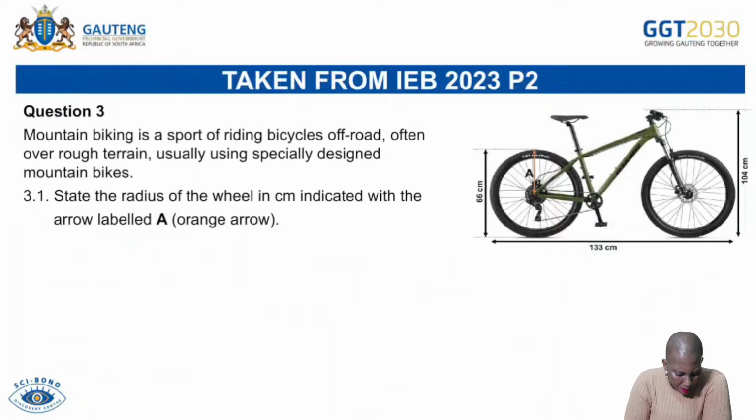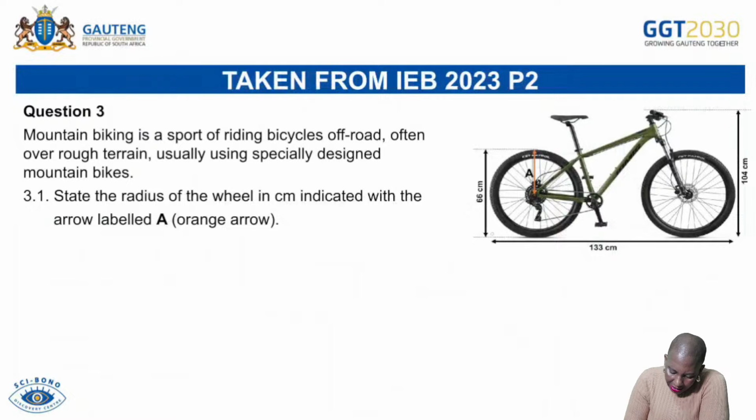The next question says, mountain biking is a sport of riding a bicycle off-road, often over rough terrains, usually using specially designed mountain bikes. State the radius of the wheels in centimeters, indicated with the arrow labeled A, orange arrow. So now when you have a look at this diagram, it's so clear. Remember what I said to you. I said when we do this, you'll see how the radius works. It says from the center of the circle to the circumference, to the side of the wheel.